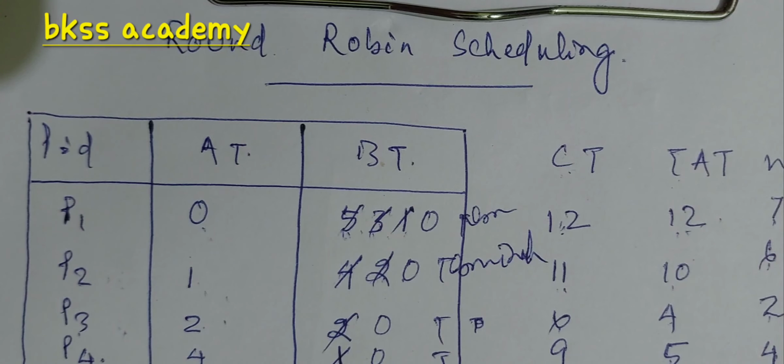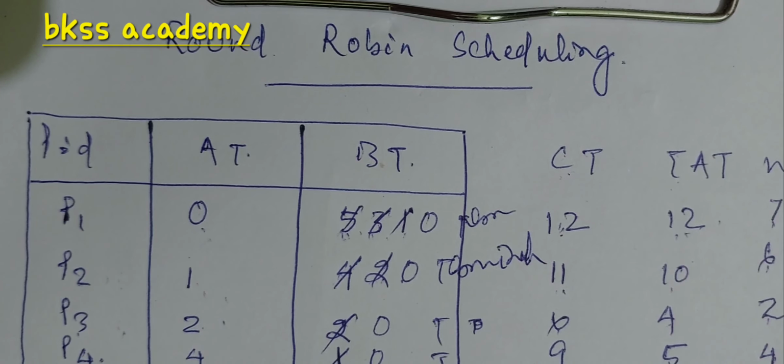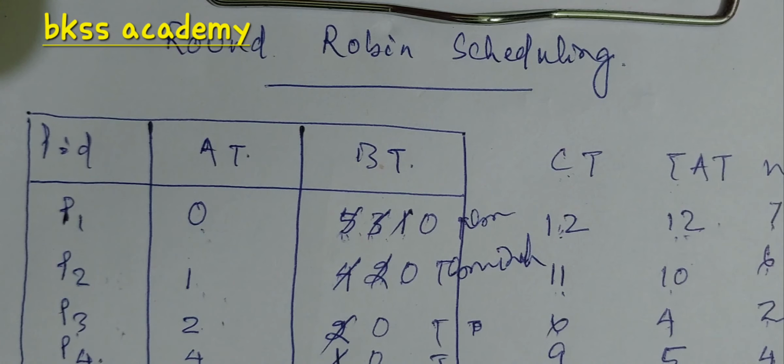Now we will discuss the round robin scheduling algorithm. As we know, round robin scheduling algorithm comes under the preemptive mode, and here the criterion is time quantum. A specific time will be given. Two queues are required, that is the ready queue and the running queue.